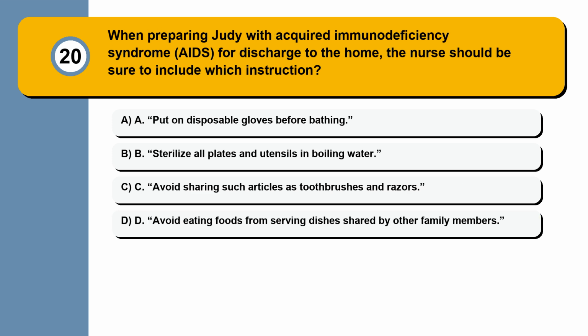Question 20. When preparing Judy with acquired immunodeficiency syndrome, AIDS, for discharge to the home, the nurse should be sure to include which instruction? A. Put on disposable gloves before bathing. B. Sterilize all plates and utensils in boiling water. C. Avoid sharing such articles as toothbrushes and razors. D. Avoid eating foods from serving dishes shared by other family members.